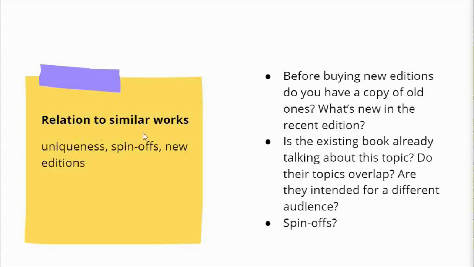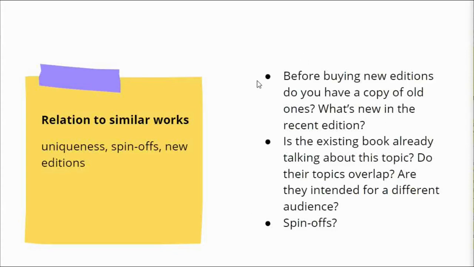Now we're at the third criteria, which is relation to similar works. Okay, so this talks about uniqueness, spin-offs, and new editions. Okay, so we have here some guide questions when assessing for similar works. First, before buying new editions, do you have a copy of the old ones? And what's new in the recent edition? Is the existing book already talking about this topic? Do their topics overlap? Are they intended for a different audience? And also, are there any spin-offs?